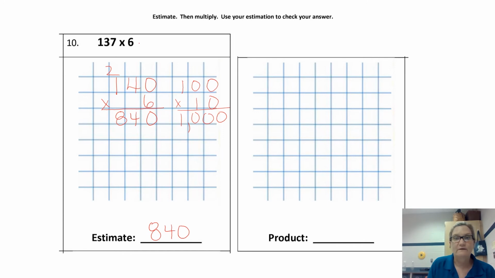So anyway, there you have it. 137 times 6. When you estimate, do whatever your teacher told you to do. 6 times 7 is 42. 6 times 3 is 18, 19, 20, 21, 22. 6 times 1 is 6, 7, 8, 822. All righty, next problem.